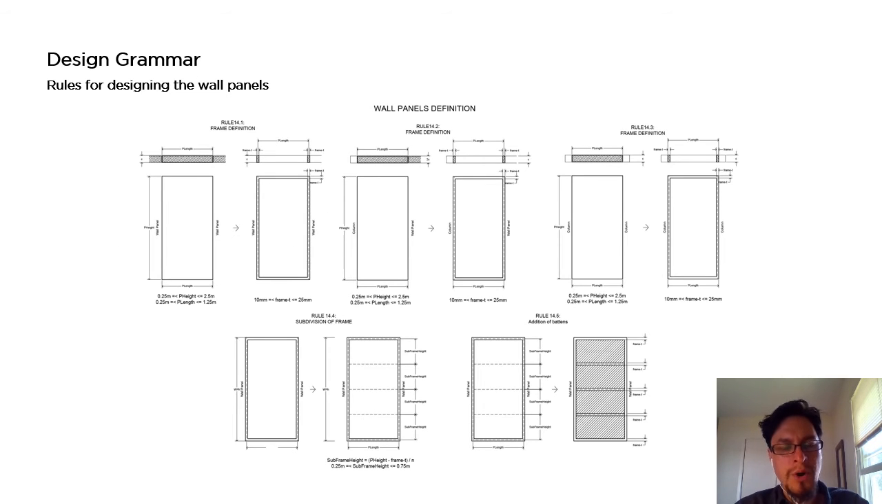The main component of the structural system of the house are the wall panels. The wall panels are defined by a wood frame and an infill made of cardboard panels. These are the rules for designing the frame and getting the dimensions of the cardboard components.